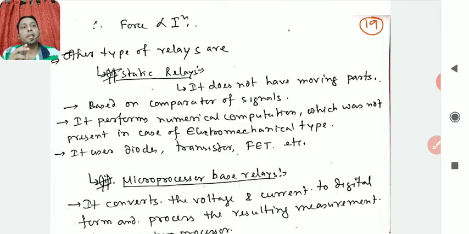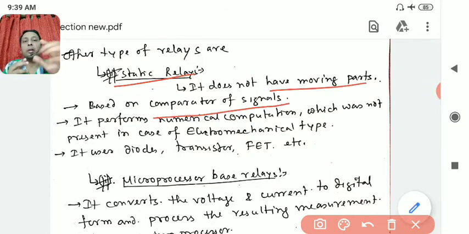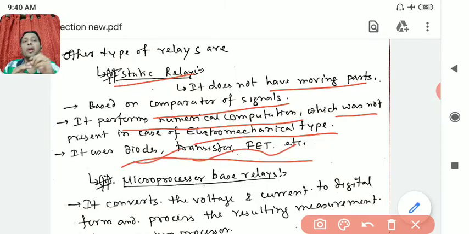So what is a static relay? A static relay has no moving part. From the name itself you can see there is no moving part. It depends on the comparison of signals, depends on comparators, and it actually performs numerical computation. In a mechanical relay, there is no numerical computation. If the current is more, the disc will rotate more, it will hit, that's it, no computation. But here computation starts. With the evolution of power electronic devices, that is diodes, transistors, FETs, it became possible to actually calculate numerically inside it.